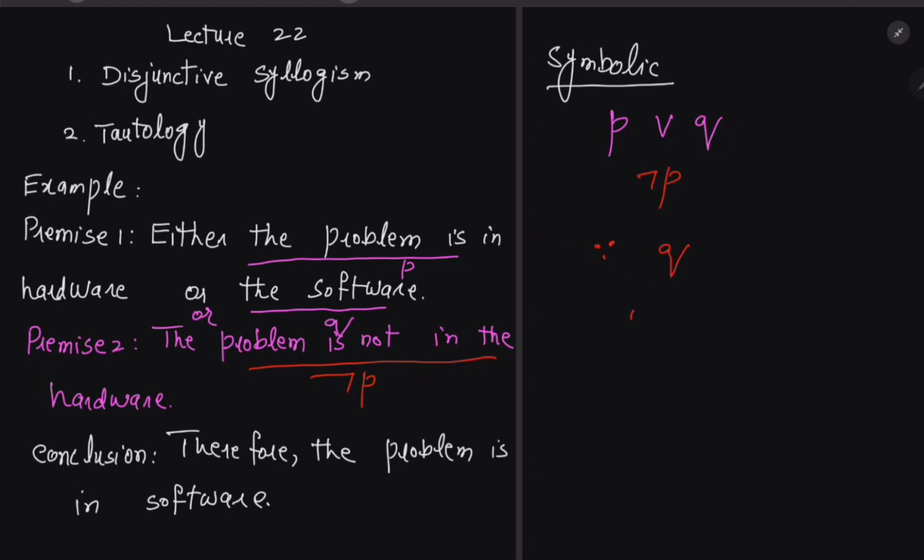So it can also be written as P or Q. If it is not Q, therefore we have P, the culprit. Okay, P is the conclusion, like in this statement.